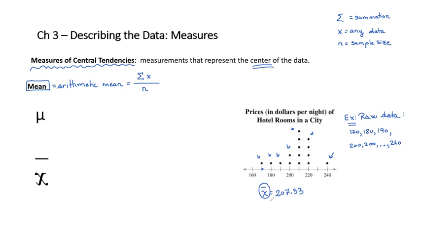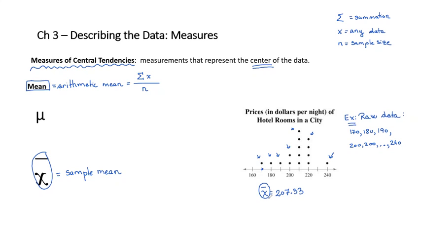This is the mean. If you use a sample and you are finding the mean, then you use this symbol right here to the left, and it is the sample mean. It is used to find the sample mean. So in this case, we have 207.33.